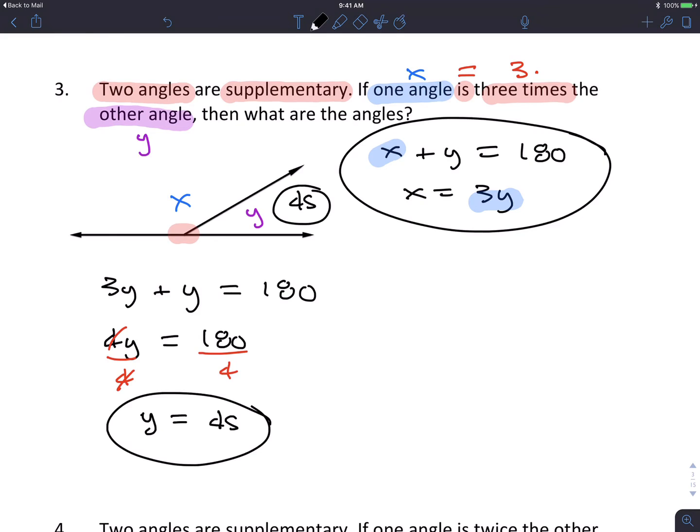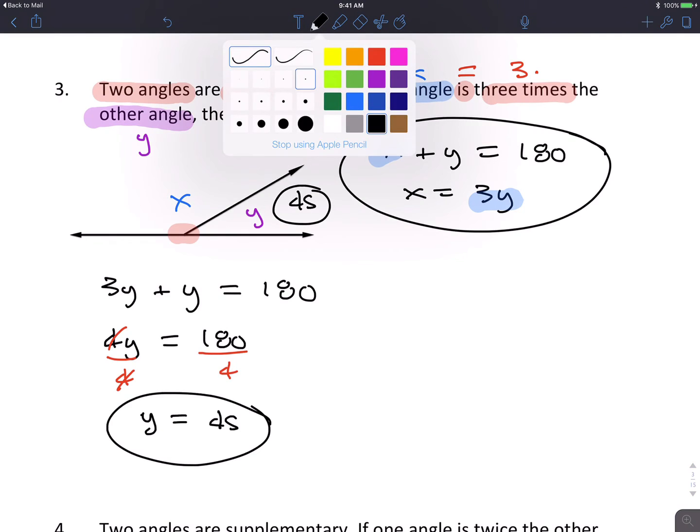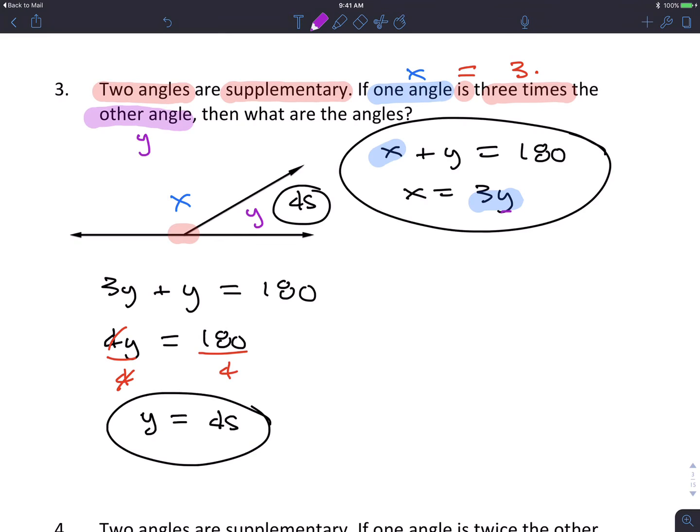There we go. Now we're going to plug in this value. Y is in purple. This is 3y, and my y value is purple. So here we go. We're going to substitute y being 45 into this x equals 3y equation, and then we get x being 3 times 45. So that's going to give me the other angle. 3 times 45: 2 times 45 is 90, plus another 45 is 135. So my x will be 135 degrees.